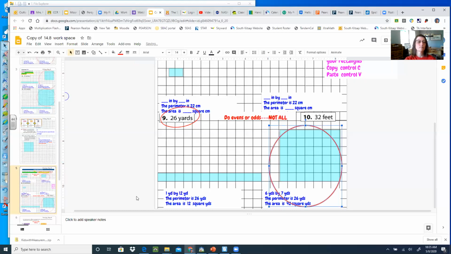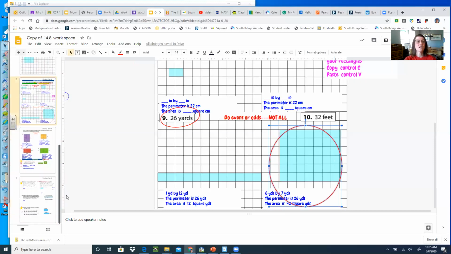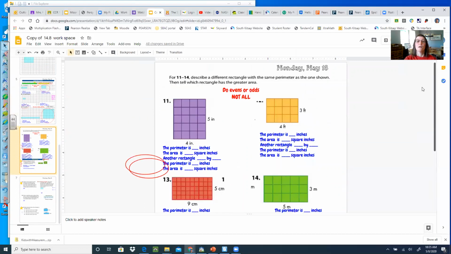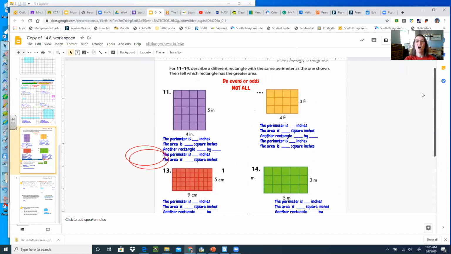There we go. So remember, you are either doing evens or odds. You are not doing all. It would take you too long. Okay, I was doing odds, so I'm going to stick with odds.